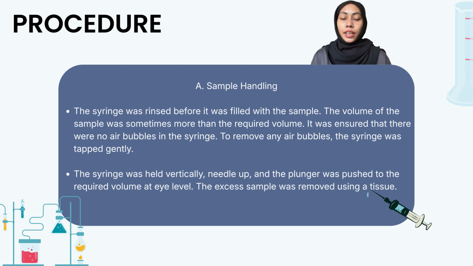Next, procedure A, sample handling. First, the syringe was rinsed before it was filled with the sample. The volume of the sample was sometimes more than the required volume. It was ensured that there were no air bubbles in the syringe. To remove any air bubbles, the syringe was tapped gently. Second, the syringe was held out vertically, needle up, and the plunger was pushed to the required volume at eye level. The excess sample was removed using a tissue.